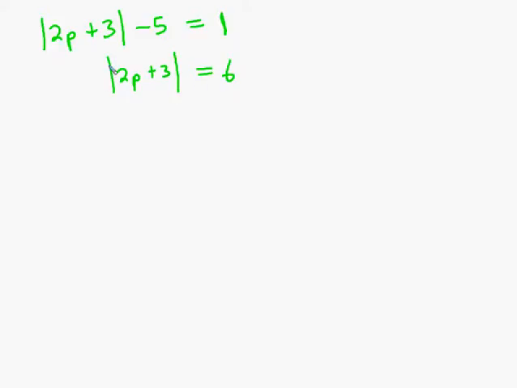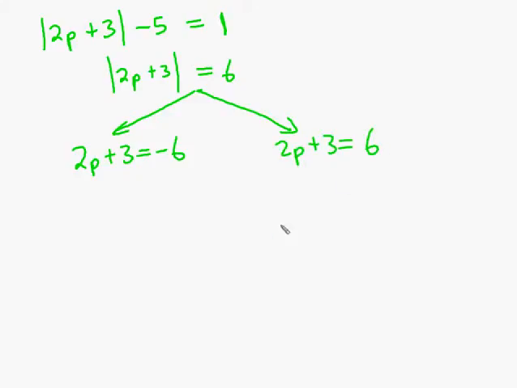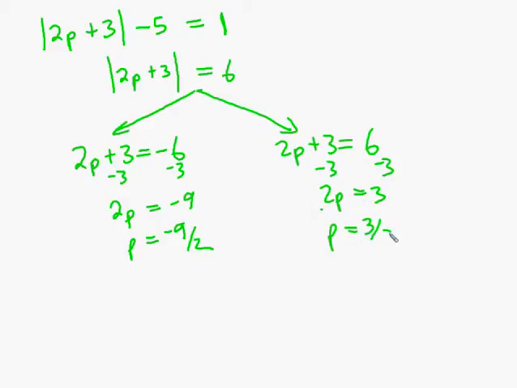Once we get absolute value alone, we have to split it into two possibilities. This stuff in here could be -6, or it could be +6. So 2p plus 3 equals -6, and on the right, 2p plus 3 equals +6. Now we'll subtract 3 and divide by 2. We'll subtract 3 and then divide by 2. And these are our two answers.